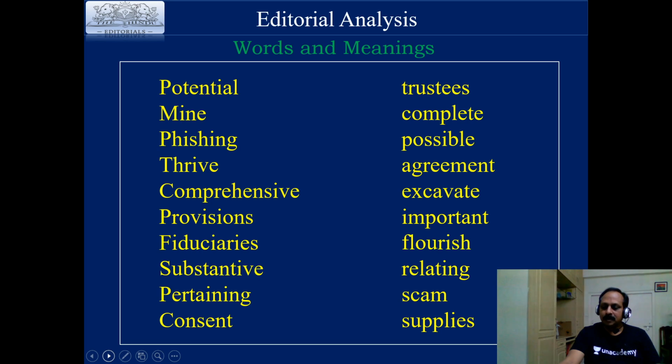What is the meaning of consent? The last word, what is the meaning of consent? Consent means agreement, that is correct. And don't just try to get the meanings. Usually I tell students, try to get the word forms, try to get the word combinations. That will help you in the long run.